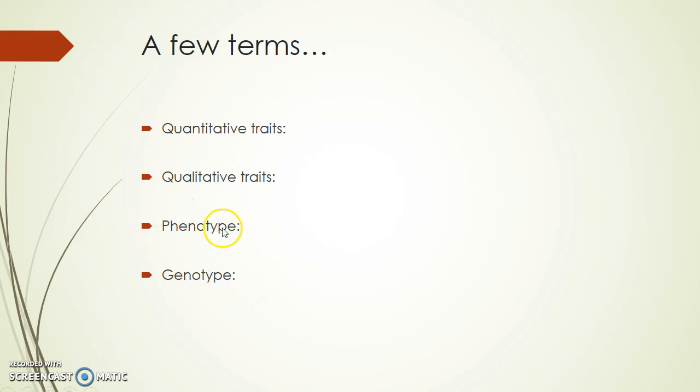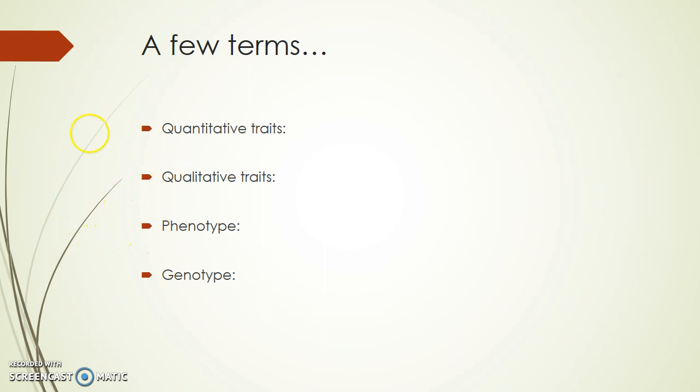Then we talk about phenotype and genotype. Phenotype, remember, is the exterior appearance. Genotype is the genetic makeup of the animal. I think we touched on this in the previous lecture. So just remember that genotype is their genetic makeup.